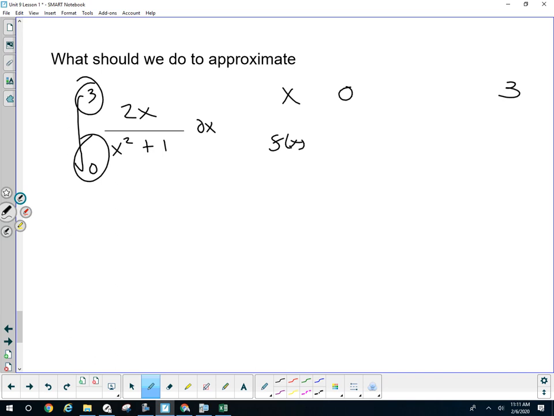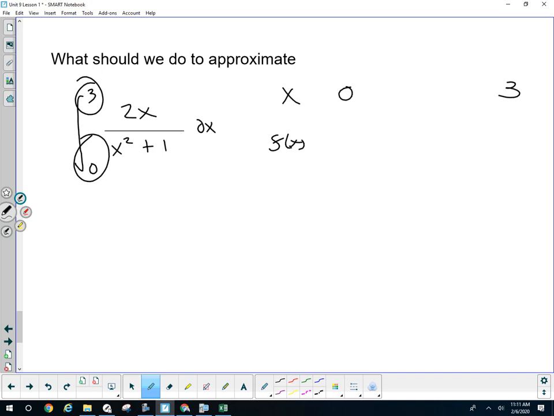Now, if you want to do a lot of math, you can split this up into a bunch of different intervals. You can go from 0 to 1/2, and 1/2 to 1, 1 to 1.5, 1.5 to 2, 2 to 2.5, 2.5 to 3. But that's going to take a while, and that's really going to use a calculator to do the calculations. We don't have a calculator.